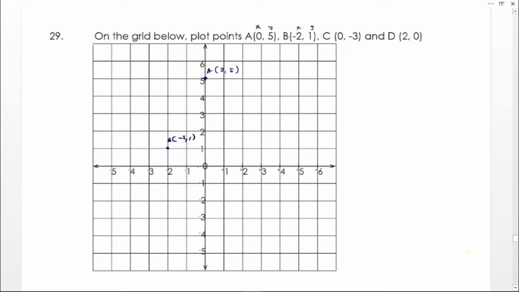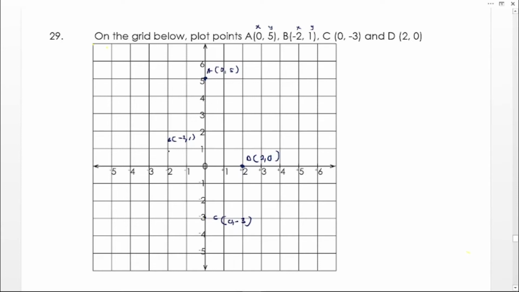Then C is 0. Then on the y-axis, this is 3. So this is point C, which is 0, -3. Then D is 2 and 0. We don't go up there. So 0 means that we don't go up there. So this is our point. Point D is 2 and 0. So 0 and 5 is there.